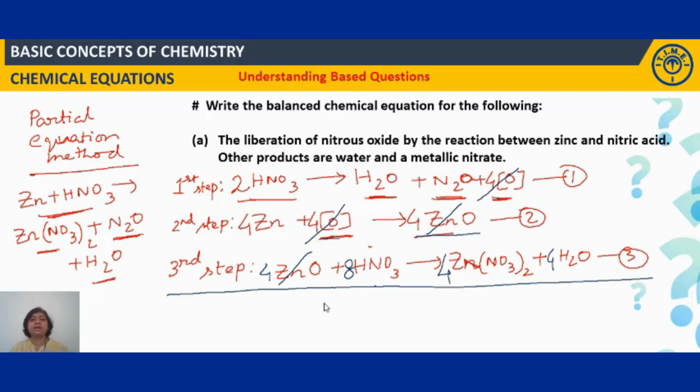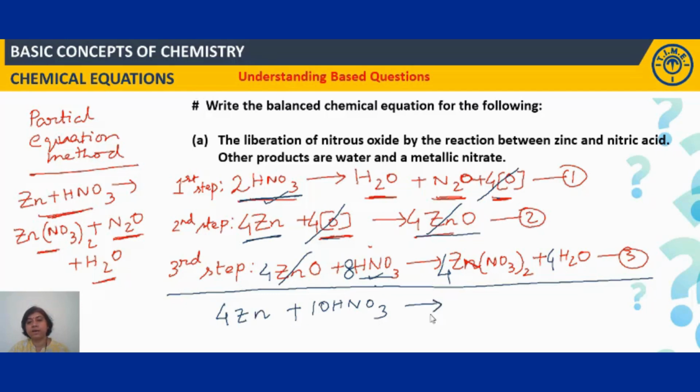Now let us calculate the total of these 3 reactions. So let us start with nitric acid. Here 2 nitric acid is there, here 8 nitric acid is there. So the total number of molecules of nitric acid, both are there in the reactant side, right? So it is 10 HNO3. You understood? Yes. Plus. So this is over, this is over. What all are there in the reactant side? Only zinc. So 4 Zn.